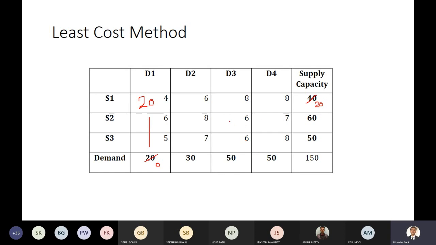But if I choose this one, then this will not come. So there is a possibility that I may land up allocating a big number here, which is a higher cost cell. So other than doing it there, I will make an allocation here. Are we clear? Why am I choosing this one?